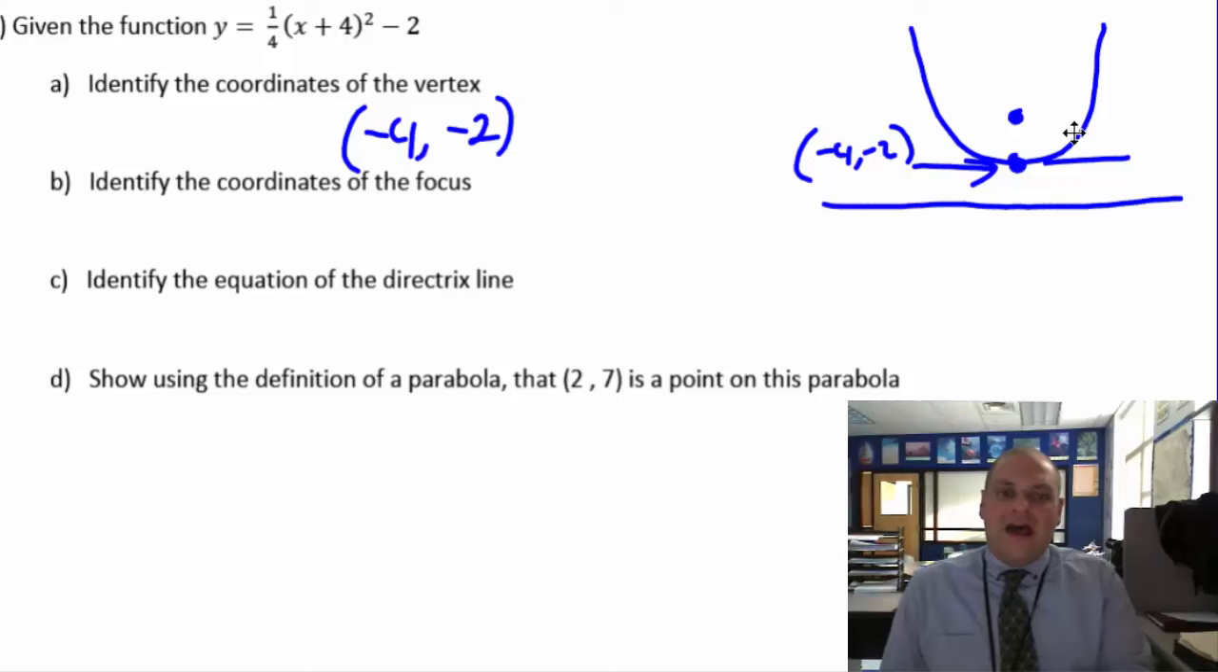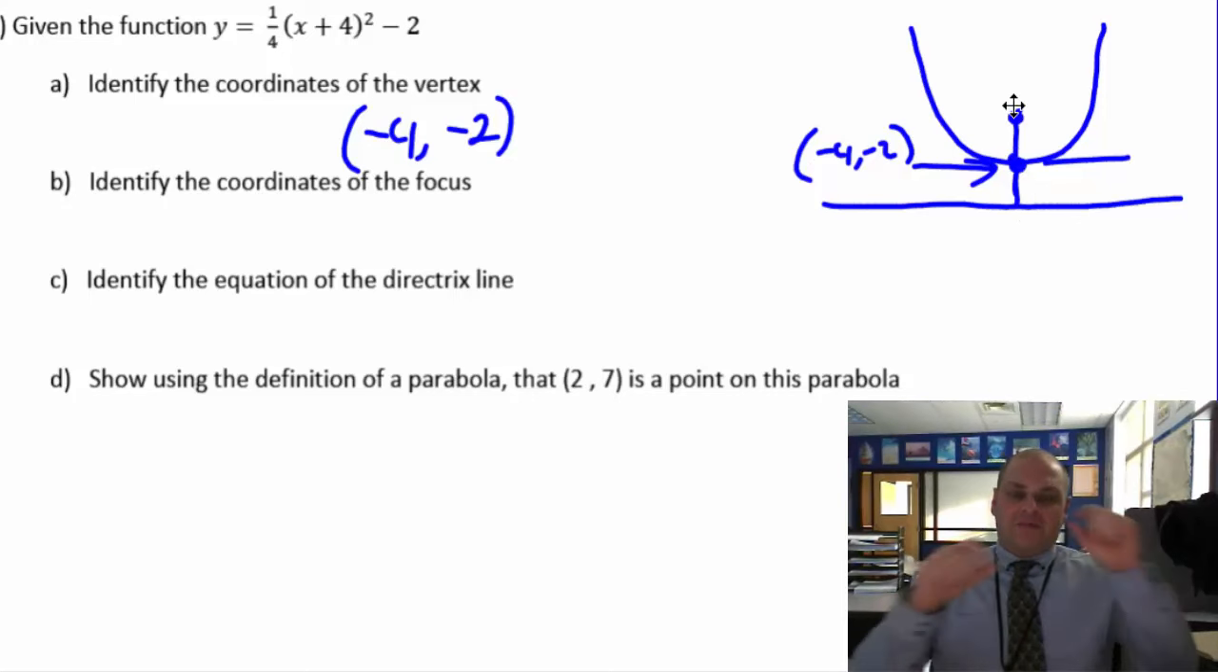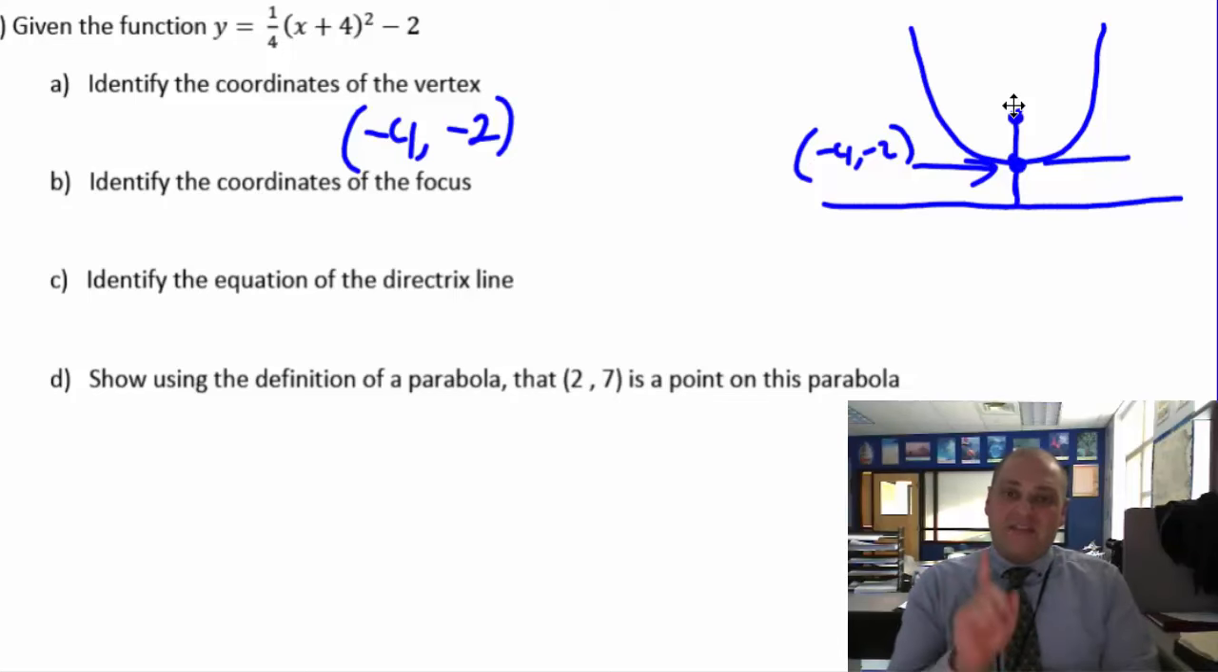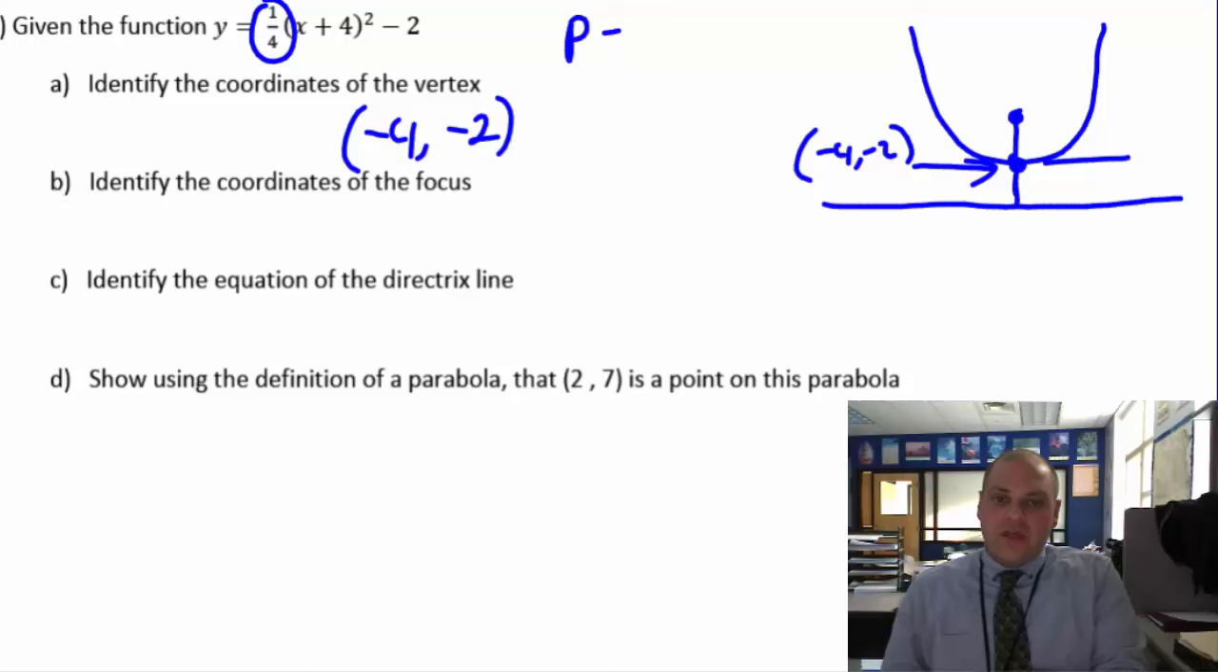And now, I need to know how far up and down to go. See, that's the thing. To get the focus and the directrix, from that vertex, how far up, how far down do I go? That's the p-value. P is based on A. A is right here. A is 1/4.